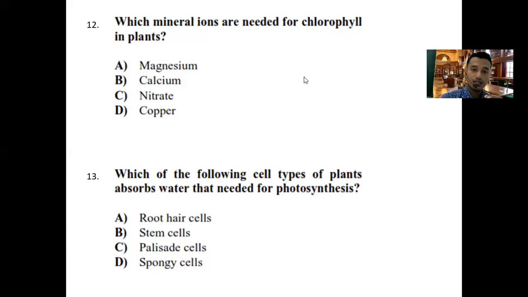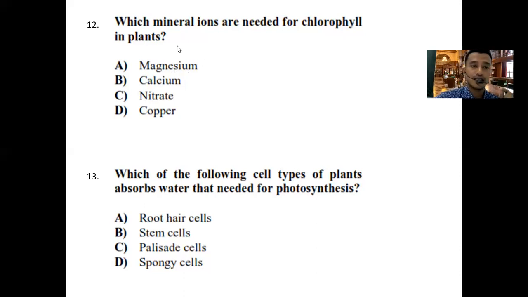And the last one, phosphate. The phosphate is really important to produce new cells. Basically, all DNA requires phosphate. Phosphate is one of the substances that make DNA. Where there's no DNA, there's no nucleus. If there's no nucleus, there's no cell. So the best answer for number 12, which mineral ions are needed for chlorophyll in the plant, is A, magnesium.